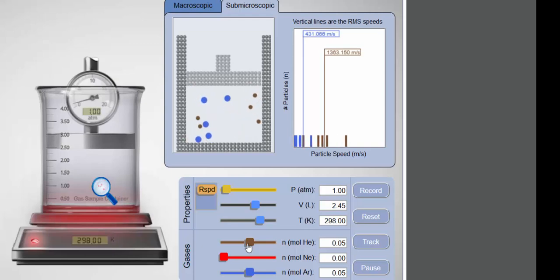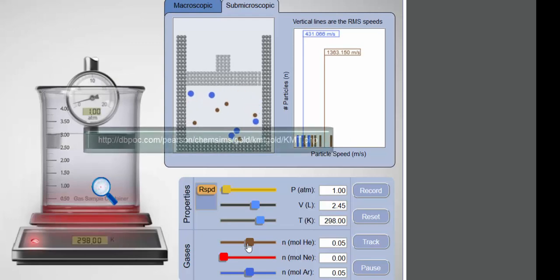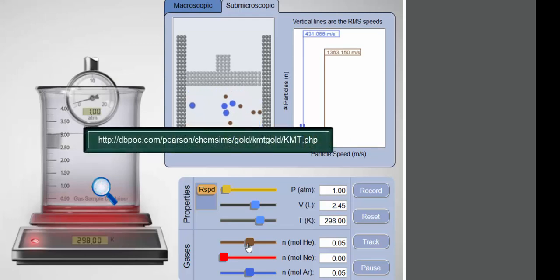To complete the remaining portion of the worksheet and to continue to develop your understanding of gases, you'll need to use the simulation on your own. You can find it at the address on the screen or down below in the notes.